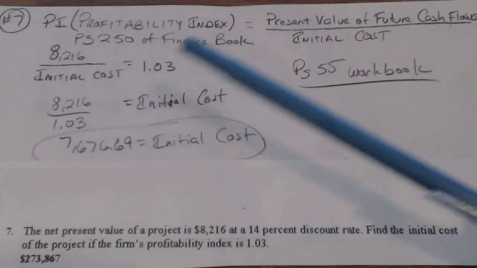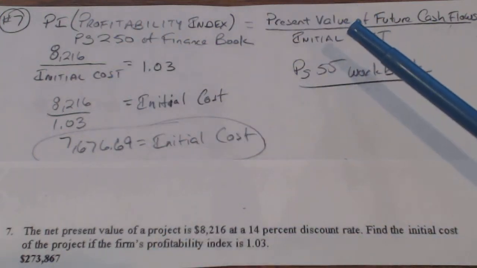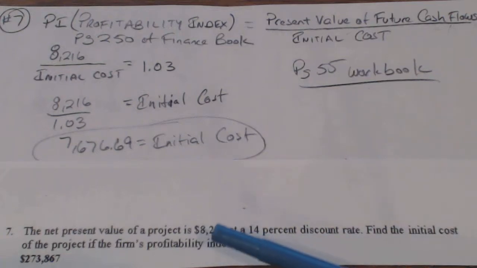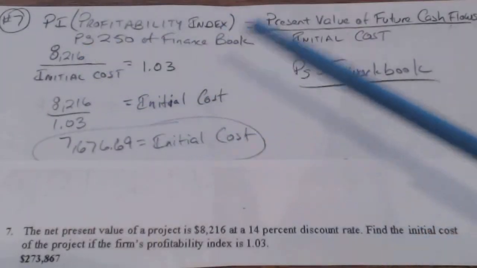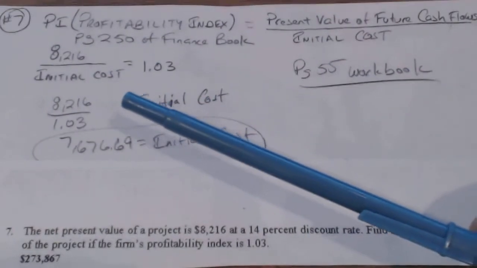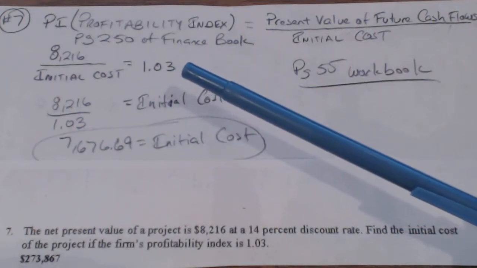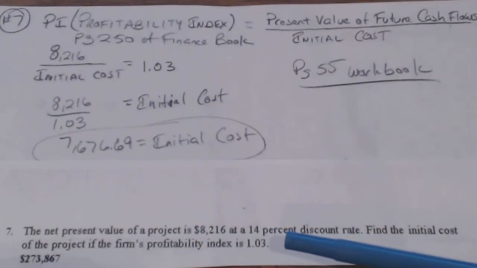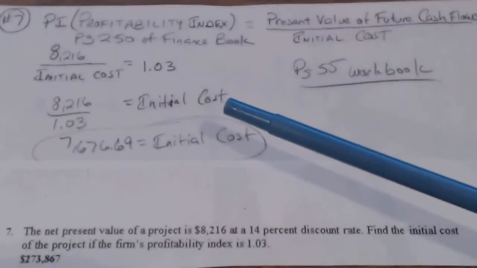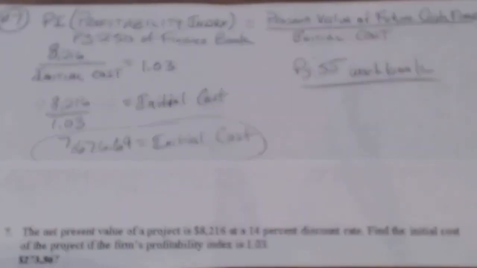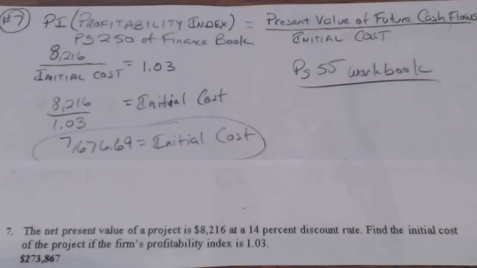This is the way you'd figure it out. The present value of the future cash flow. He says net present value, but it's really the present value of the future cash flows. And that's in the formula. You put that over the initial cost, which they don't give you. And they tell you that the profitability index, PI, is 1.03. So then you convert it to actually make it work out with the numbers you have. And then that's what the answer should be. I'm not sure. I think it's just a typo at this point. So that is problems 5, 6, and 7.